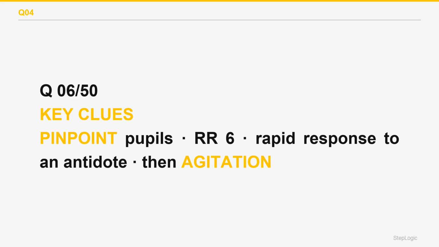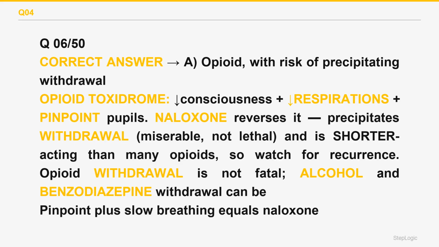Naloxone is a competitive mu receptor antagonist that reverses it within minutes. The agitation that follows is precipitated withdrawal, unpleasant and dangerous in terms of patient cooperation, but importantly, not life-threatening, unlike alcohol or benzodiazepine withdrawal. The second hazard is duration. Naloxone has a shorter half-life than many opioids, so sedation can recur and the patient requires observation or an infusion. The correct answer is A.